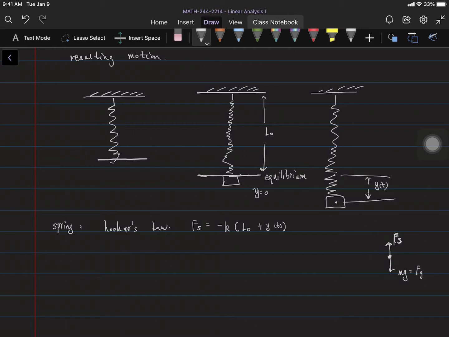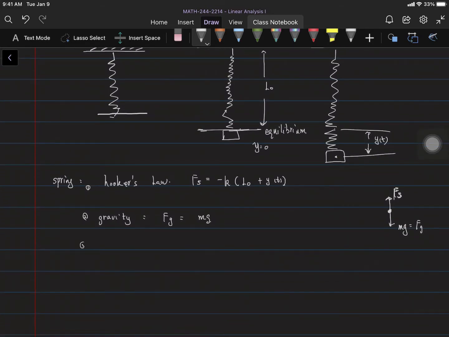For the spring force, Fs equals negative k times the length of the spring. For the length of the spring, we have L0 plus y(t). So you can see here we have the spring force and the gravity force. The first is the spring force. The second is gravity, given by Fg, which is mg.